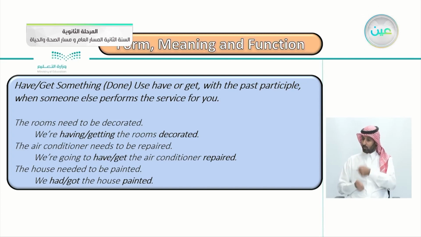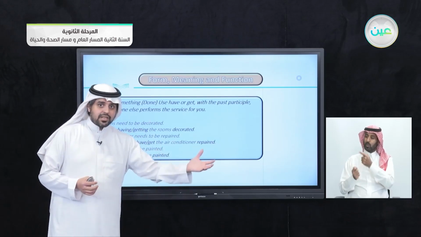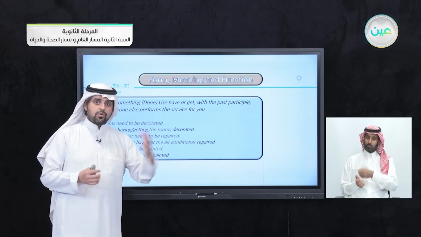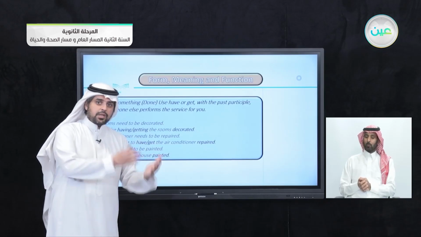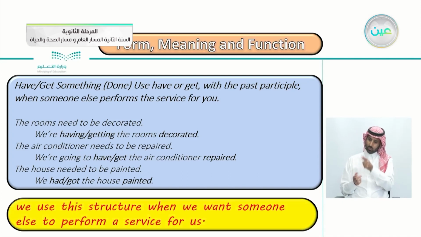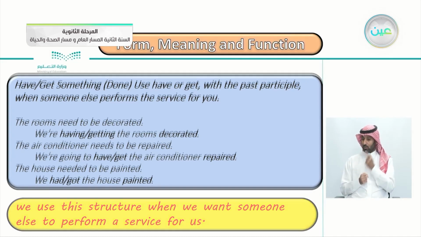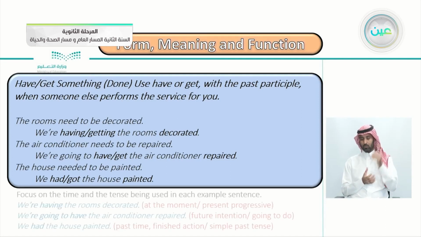When you say we had the house painted or we got the house painted, it means that you got someone else to do the service for you. Some workers came and painted the house. You say I had the house or I got the house painted. So we use this structure, have or get something done, when someone else is performing the service for you. Again, we use the structure when we want someone else to perform a service for us. Have or get something done, use have or get with past participles when someone else performs the service for you.